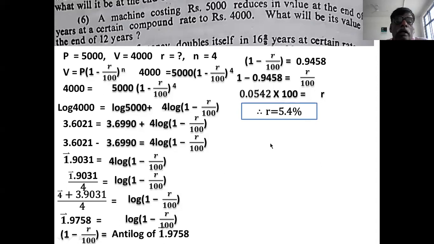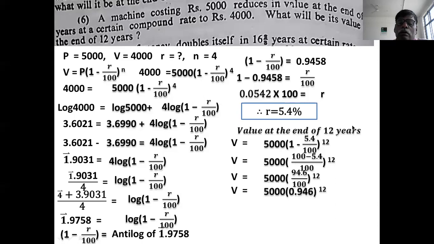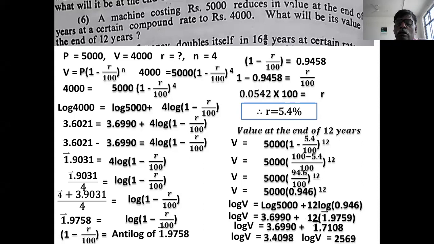Take N as 12 and calculate the value at the end of 12 years. V is equal to 5,000, the original cost, times 1 minus R, which is 5.4 as per the first step, divided by 100, to the power N, which is 12. If you solve this, your answer is 2569. This is the way of solution at this stage.